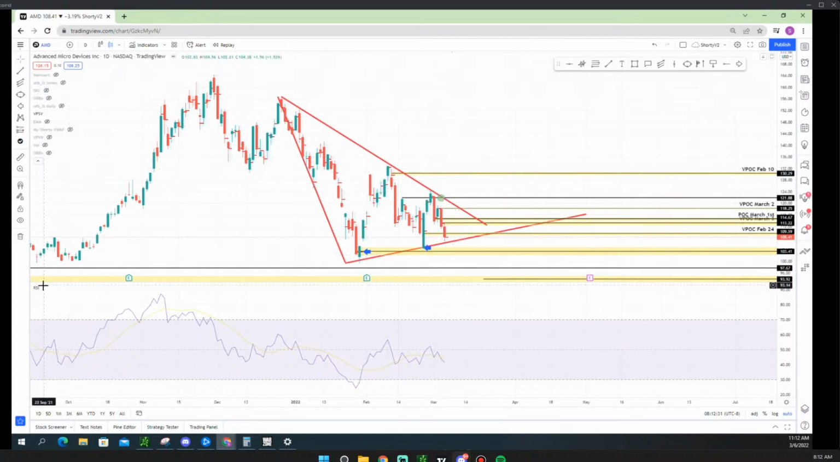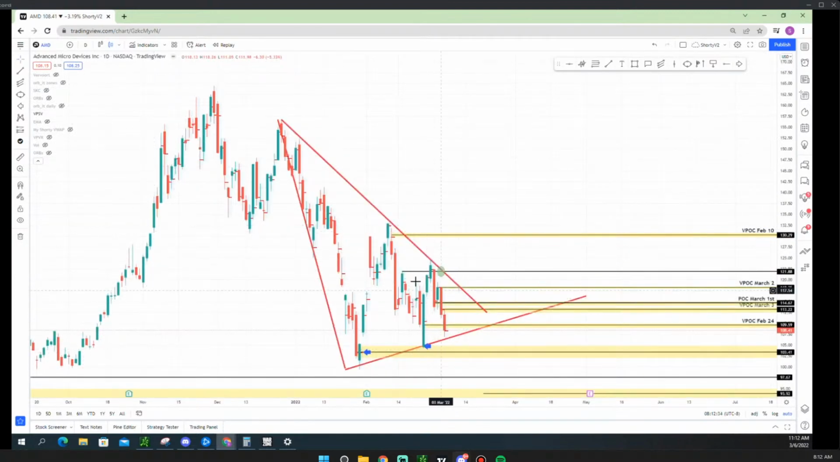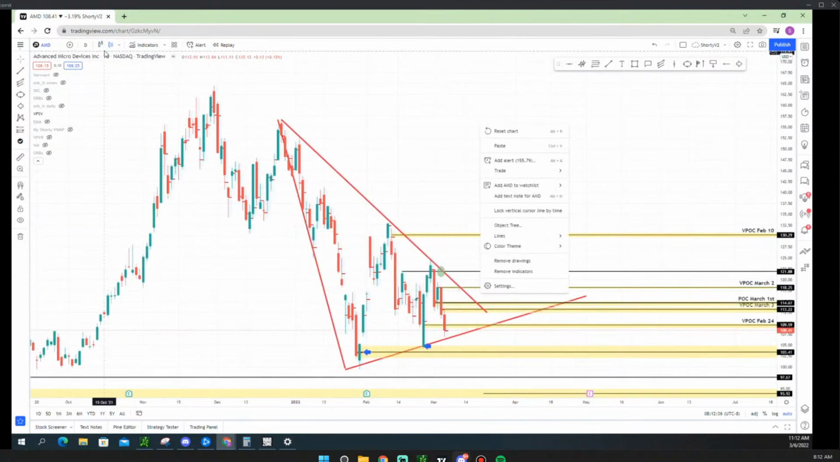That's why I was just bringing up RSI. I know some of you guys use it, and that's how you can kind of use it together there.